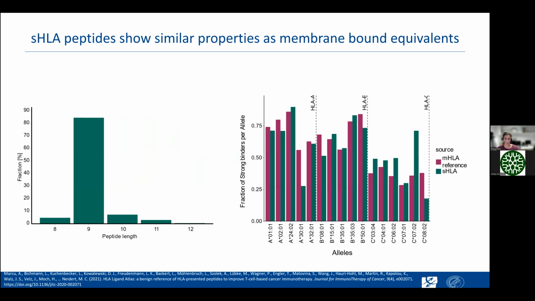If you go to the properties, as I said in the beginning, these peptides are usually all around 9 amino acids long, and we keep that feature. And also, if we compare soluble HLA peptides to their membrane-bound equivalents, we see that for the vast majority of HLA types, compared to a membrane-bound HLA reference data set, we see a similar fraction of strong binding peptides. So doing this DIA-based, predicted spectral library-based analysis, but also analyzing soluble HLA peptides, really gives us a good approximation of membrane-bound HLA peptides.